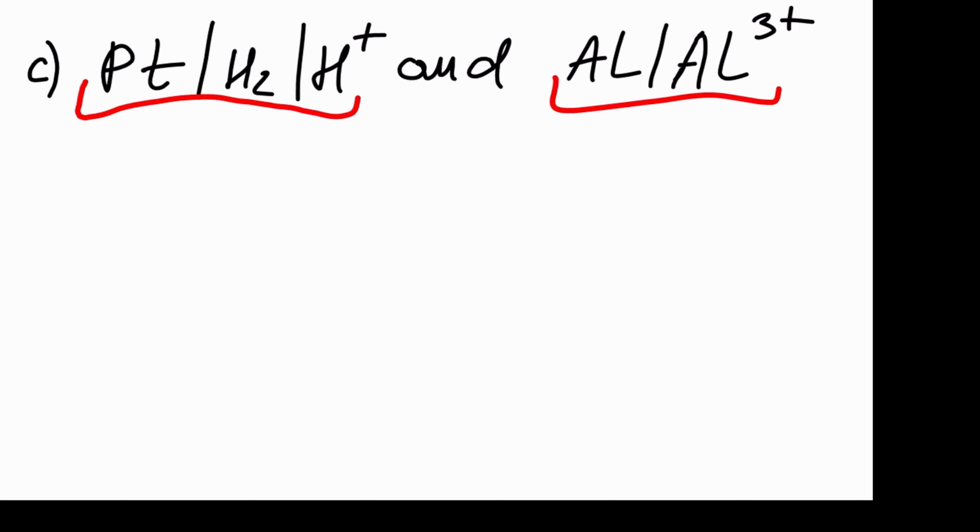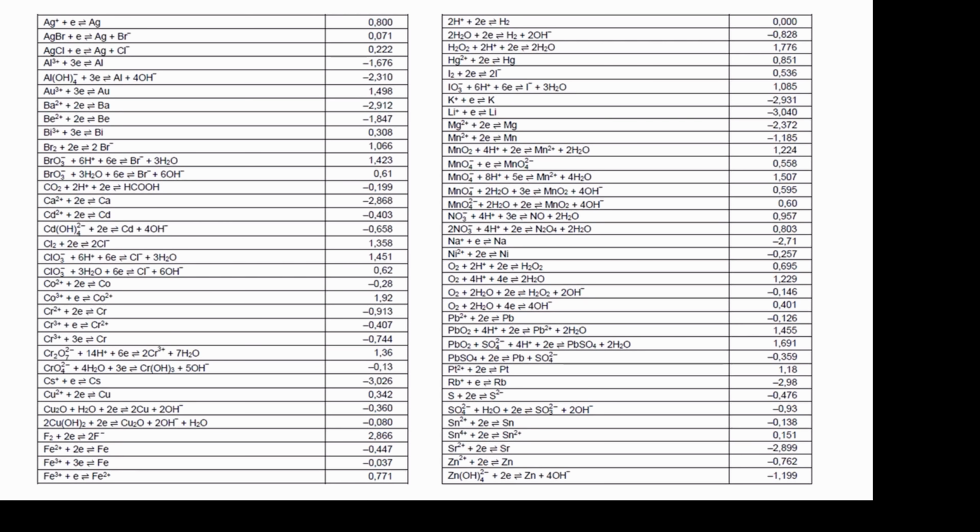So let's try to draw a scheme of this galvanic cell. Firstly, we need to find out which half cell will be an anode and which half cell will be a cathode. Let's look at this table with the half cell standard potentials. Okay, we know that the potential of the hydrogen half cell is equal to 0.